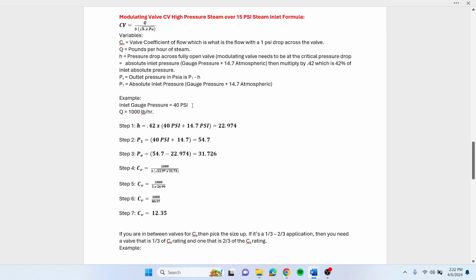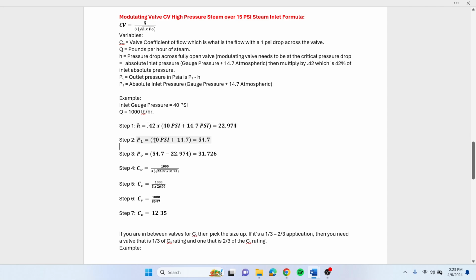So now we still want the same quantity of steam per hour, 1,000 pounds per hour, but now we have 40 psi steam. So H is solved for differently. So 0.42 times 40 psi, so that's our inlet, plus our 14.7 atmospheric, because this is absolute. This ends up being 22.974.